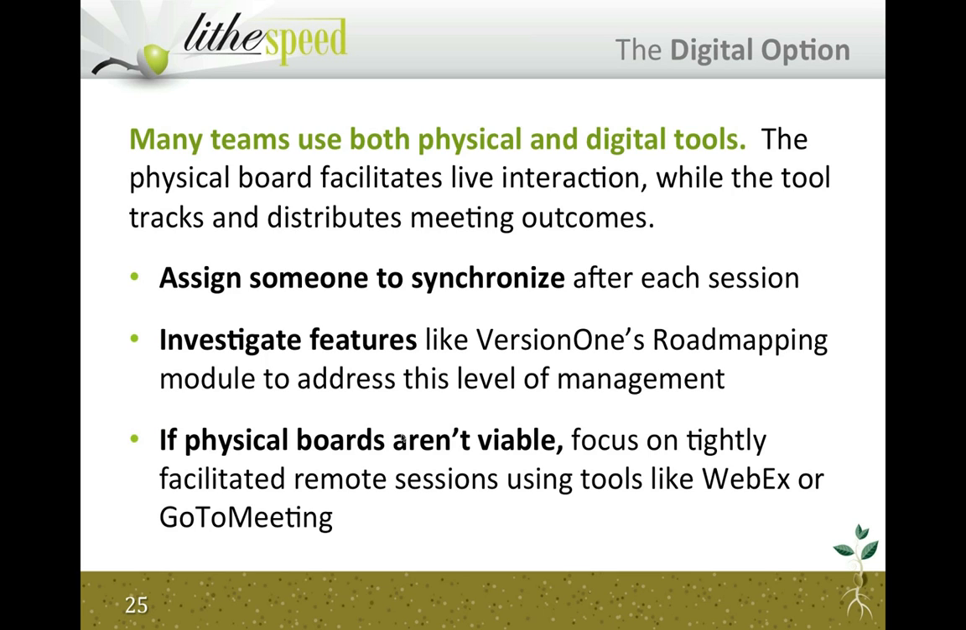So what I might recommend is, if you're looking at representing this in a digital environment, and of course this is useful for ongoing analytics and reporting anyway, you might look at some things like VersionOne's road mapping feature. It tends to be about the same level of detail that you're seeing on these boards.